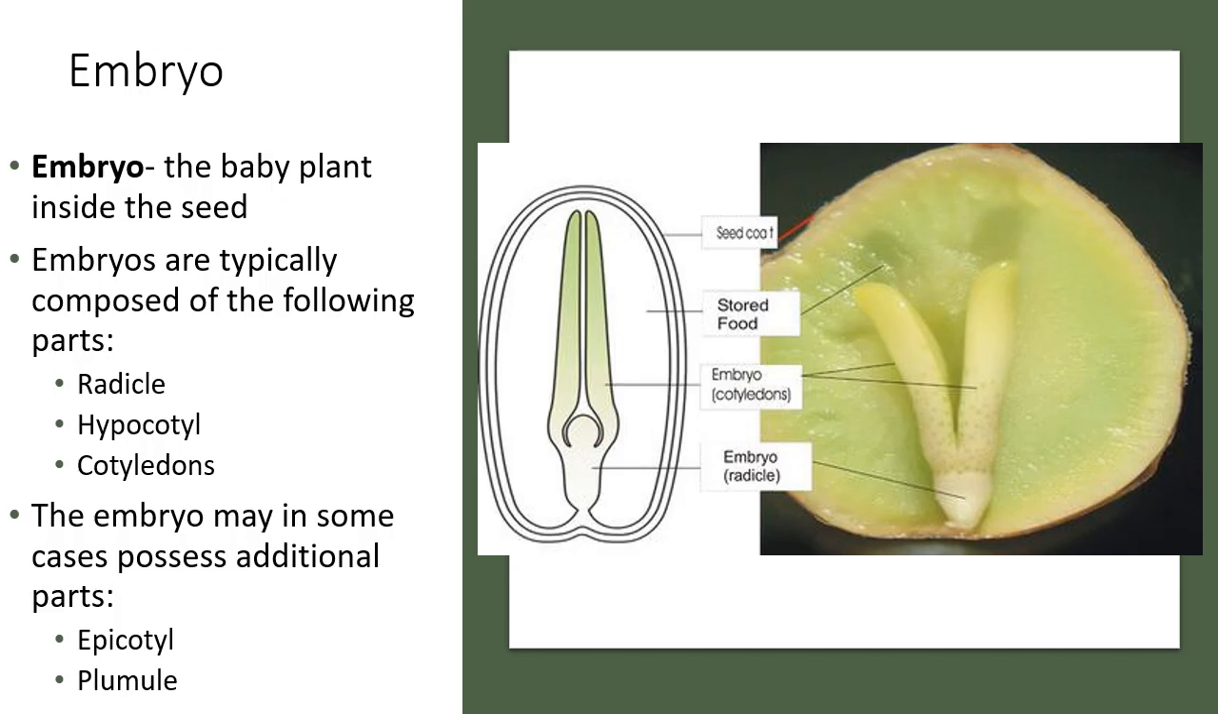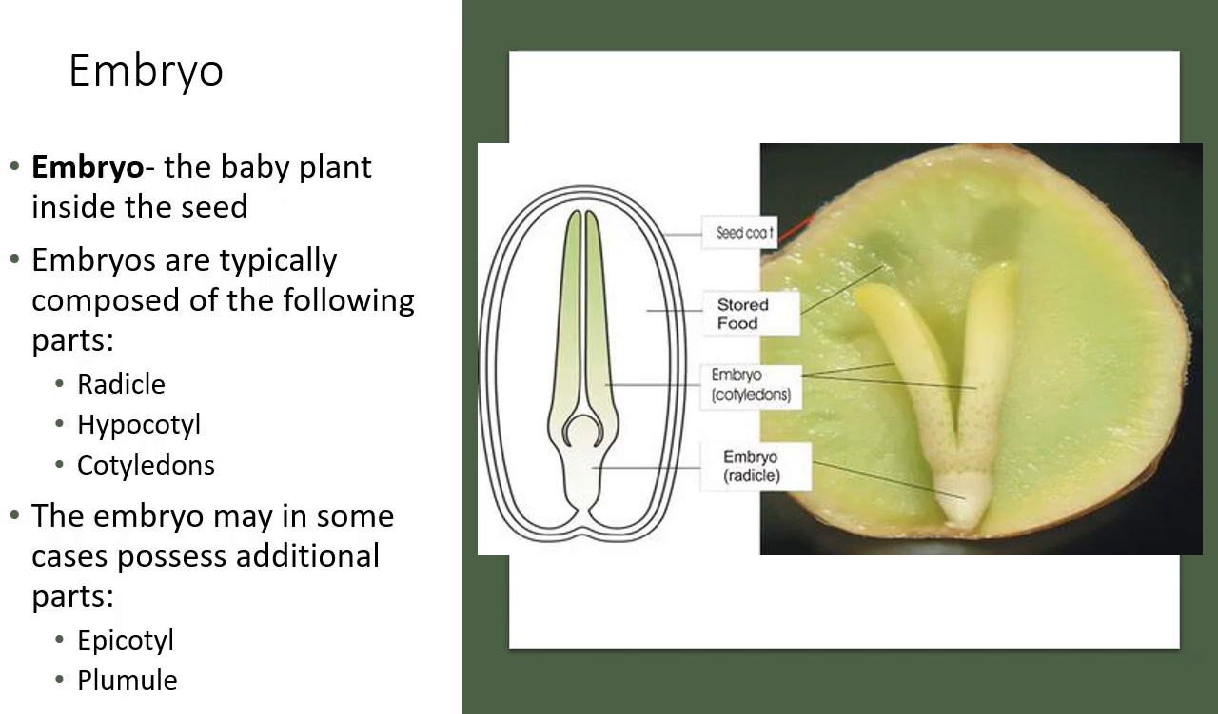But I'd like to direct your attention to this left-hand diagram. We can see the seed coat in this diagram, we can see the stored food or endosperm, and we can see the embryo. And what I want you to understand about this diagram of an embryo is that all of the major organ systems of the plant are already present at this stage.